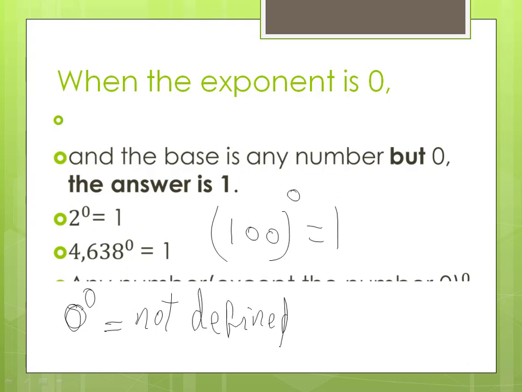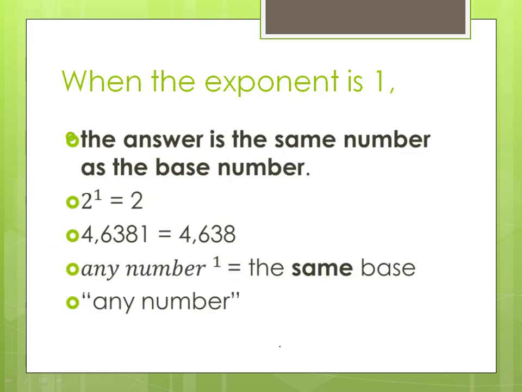Okay? So again, any number to the power 0 except 0 equals 1. Any number. Okay, 2 to the power 1. Any number to the power 1 gives the same number. So 2 to the power 1 equals 2. And 4, 6, 3, 8, 1 to the power 1 gives the same number. So any number to the power 1 gives the same number.